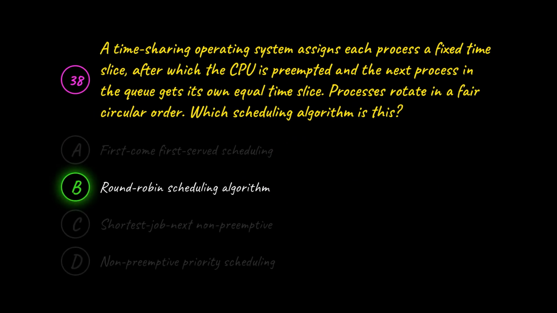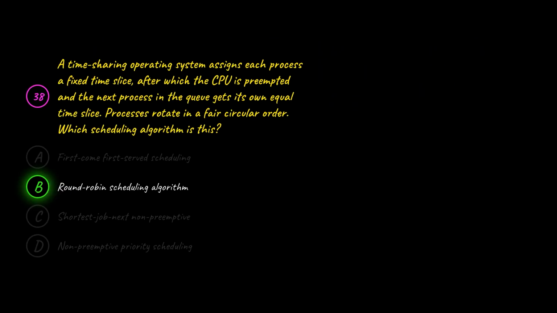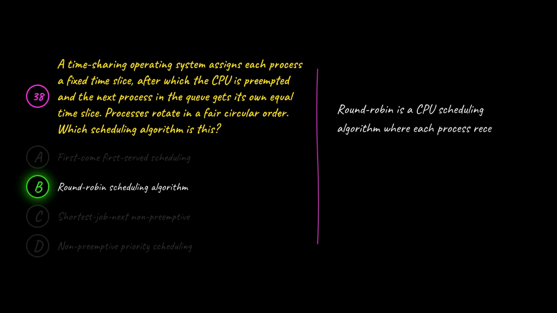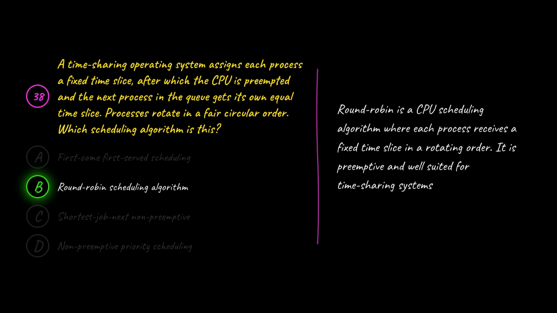The correct answer is B. Round-robin scheduling algorithm. B is correct because round-robin is a CPU scheduling algorithm where each process receives a fixed time slice in a rotating order. It is preemptive and well-suited for time-sharing systems, ensuring fair CPU access for all processes.